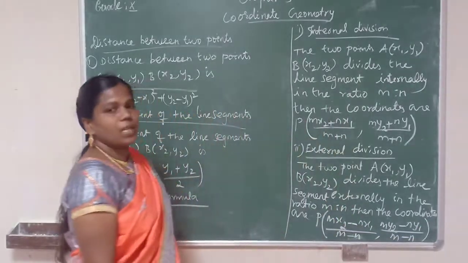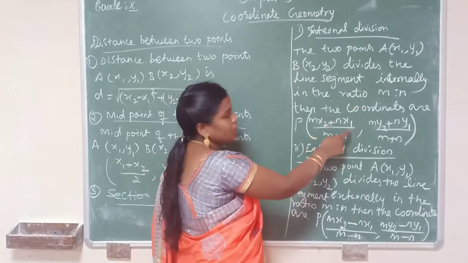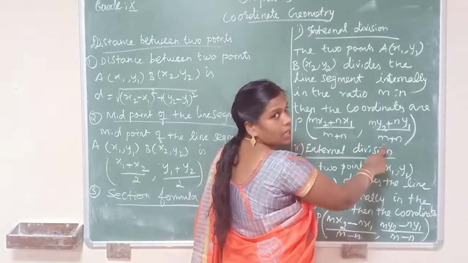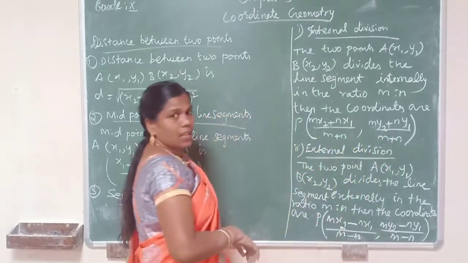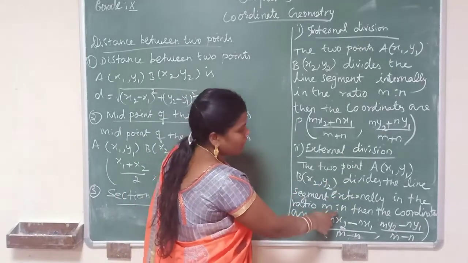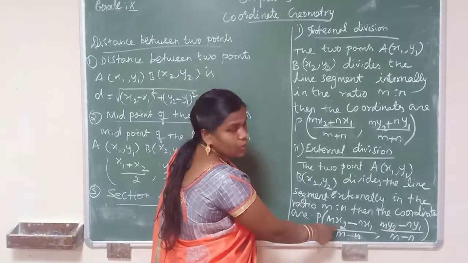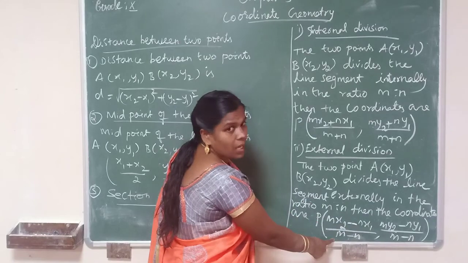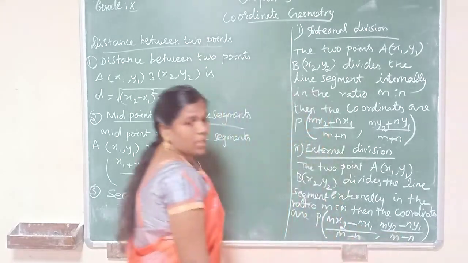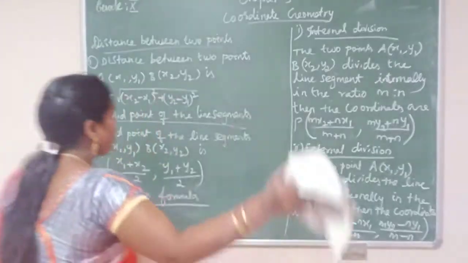So internally means you have to use this formula, P of mx2 plus nx1 by m plus n, comma my2 plus ny1 by m plus n. If they ask externally, with two coordinates as well as the m is to n ratio, we have to use the formula mx2 minus nx1 by m minus n, comma my2 minus ny1 by m minus n. Next we are going to study the next formula, centroid of the triangle.